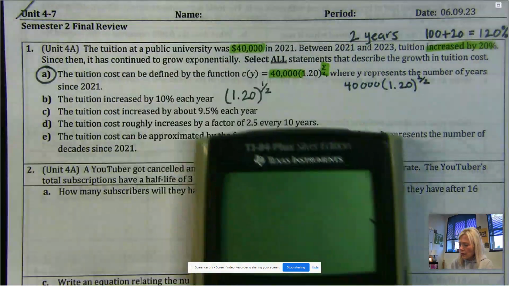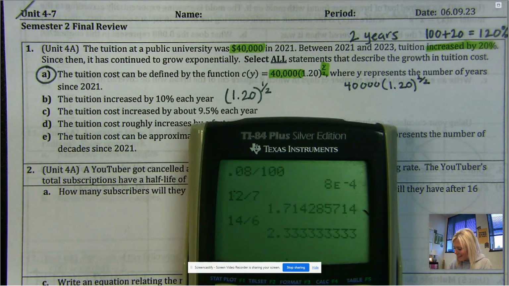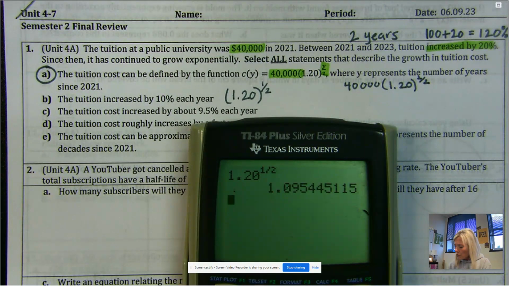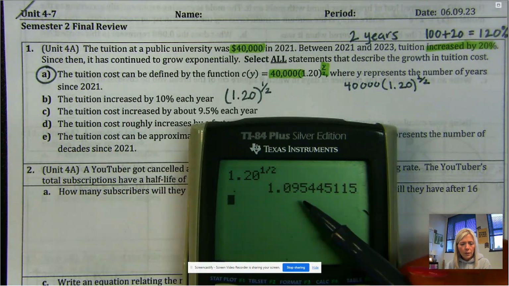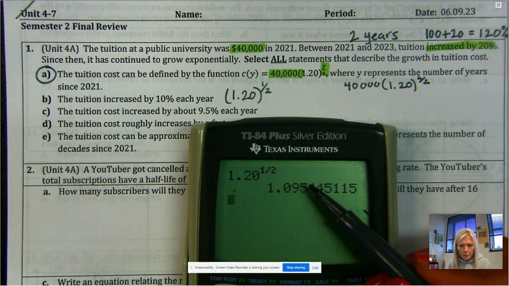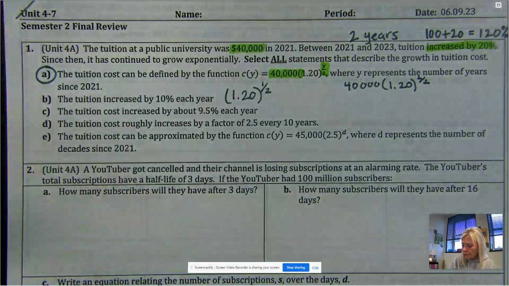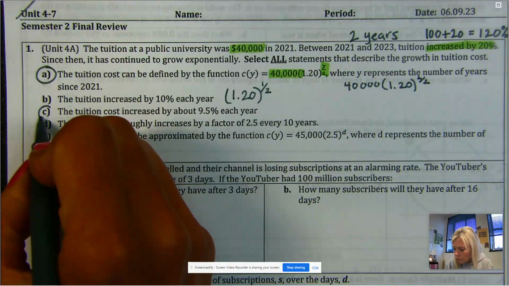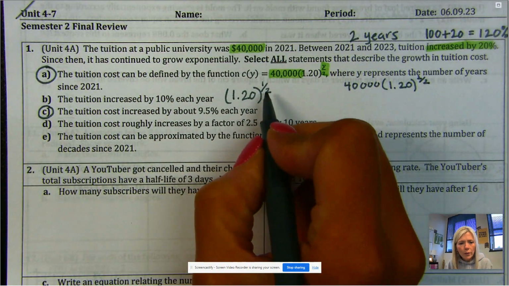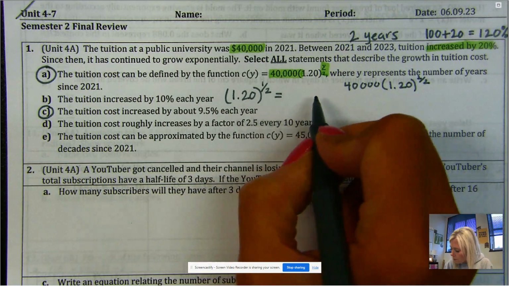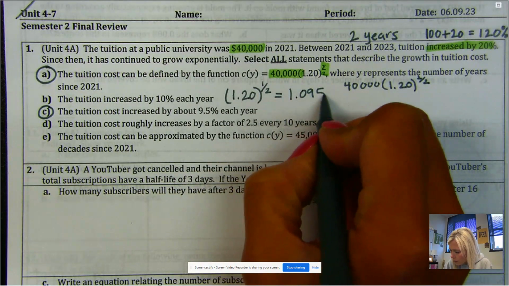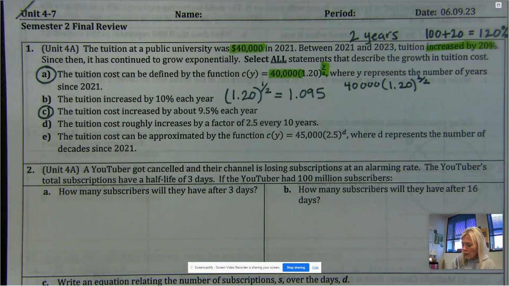And so when I put that into the calculator, 1.20 to the 1/2. So it's not quite 10%, right? It's more like 9.5%. Oh my goodness. So not quite 10%, but the next question, this one would be true because when I put in a 1 year, I got 1.095, and that is increasing by 9.5%.